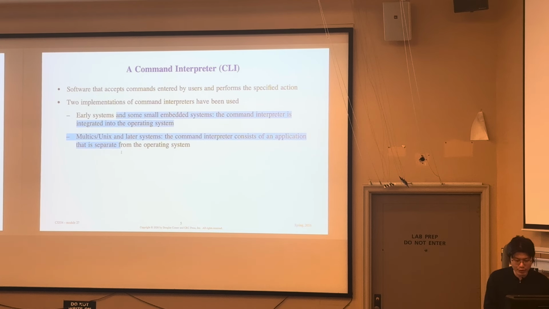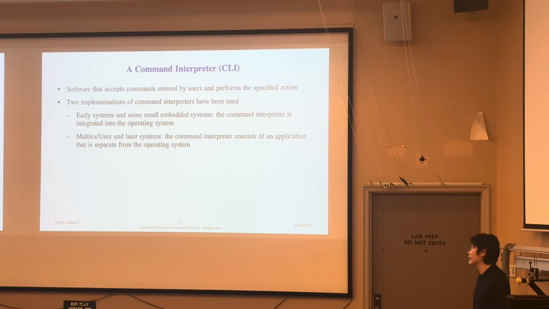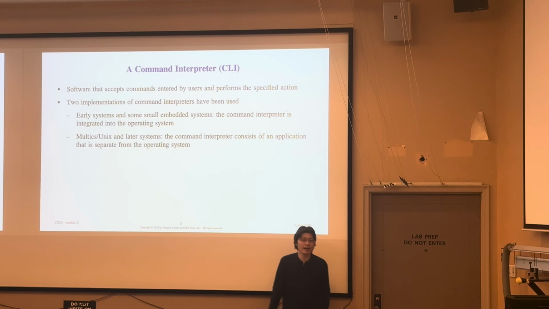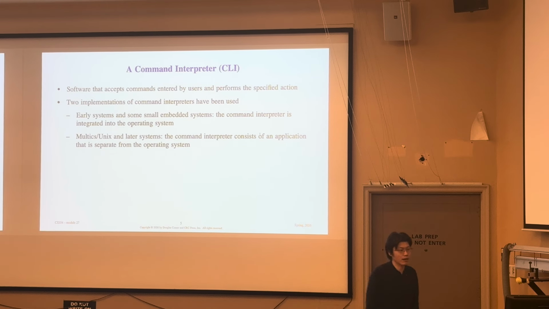We explained two types of implementation, and we mentioned that the command line interpreter nowadays is usually implemented as an application that is separate from the OS. So the first type is the command line interface implemented inside the OS. The second is that it's implemented as an application. And this is how it's done today.